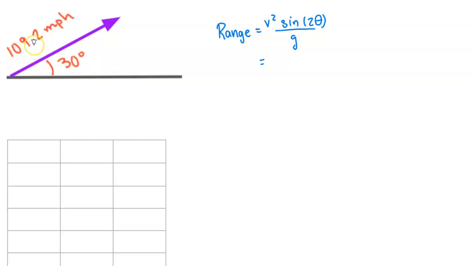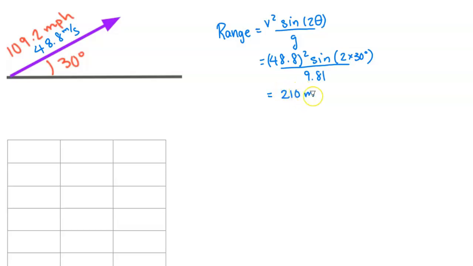109.2 miles per hour is equivalent to 48.8 meters per second. So we're going to go ahead and plug that in here. So 48.8 squared, sine 2 theta, so 2 times 30 degrees, divided by 9.81. Okay, so this gives us a range of 210 meters. Okay, so that is the range.